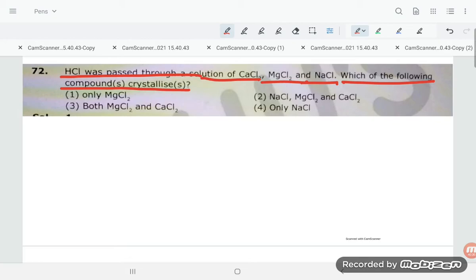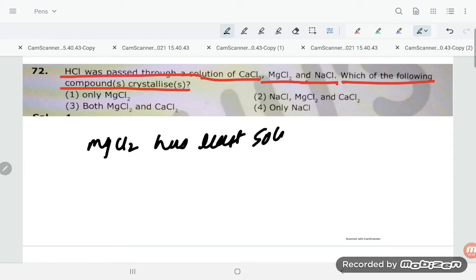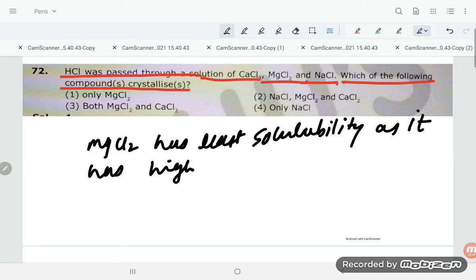So here, students, MgCl2 has least solubility. Why? Because it has high lattice enthalpy. It has what, student? High lattice enthalpy, dear students.